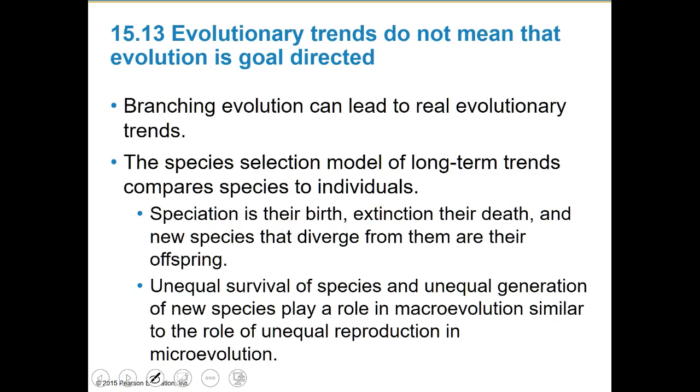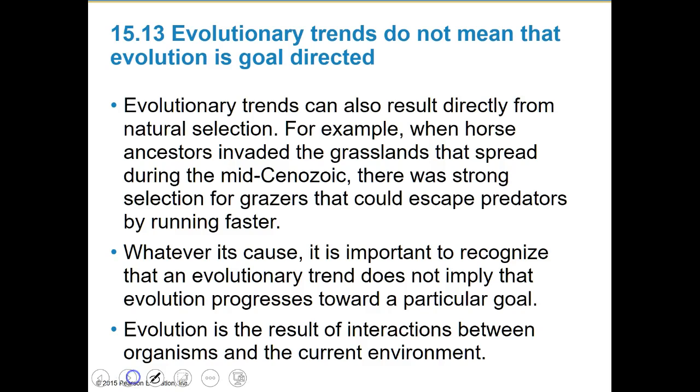The species selection model for long-term trends compares species to individuals. So speciation is their birth, extinction, their death. And the new species that diverge are kind of like their offspring. So unequal survival of species and unequal generation of new species plays a role in macroevolution, similar to the role of unequal reproduction in microevolution. Again, it's like, is it fitting in? Is it the best fit for that environment?